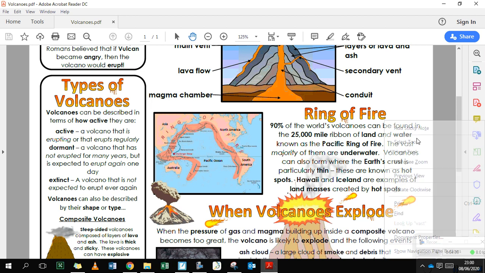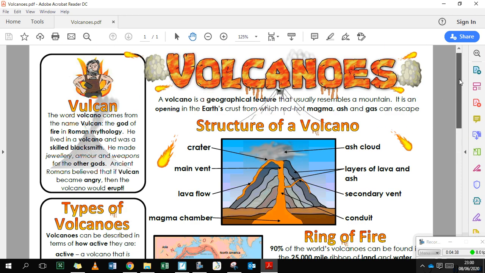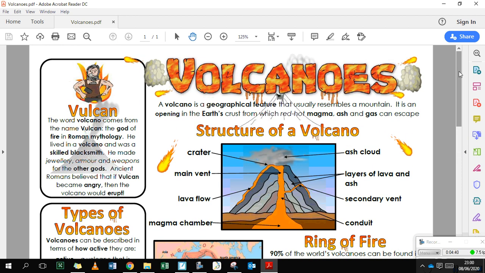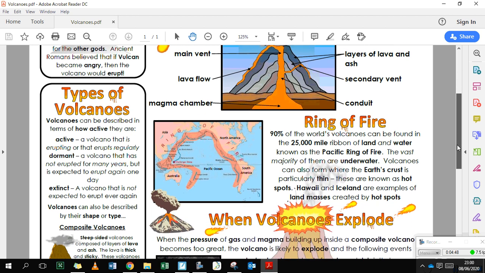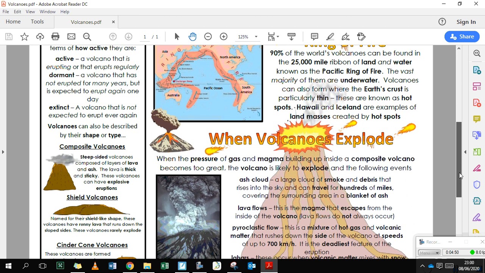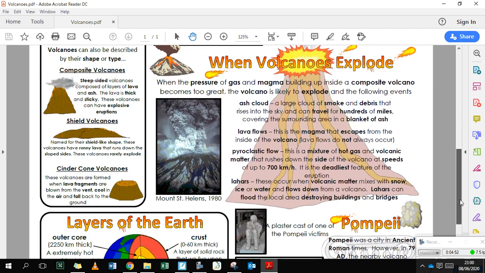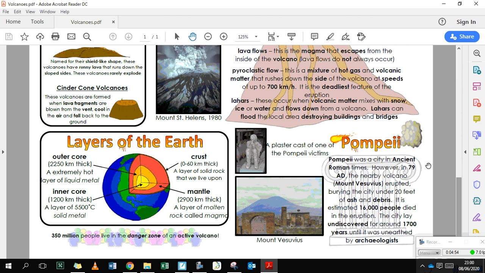And if we have a look at the example here, which I will put onto the website so that you have it to look at, I've got the structure of a volcano, where the word volcano comes from, types of volcanoes, where volcanoes are in the world, what happens when a volcano explodes, some information about the destruction that volcanoes cause, like Pompeii that we know about, and that we've just done in geography, the layers of the Earth.